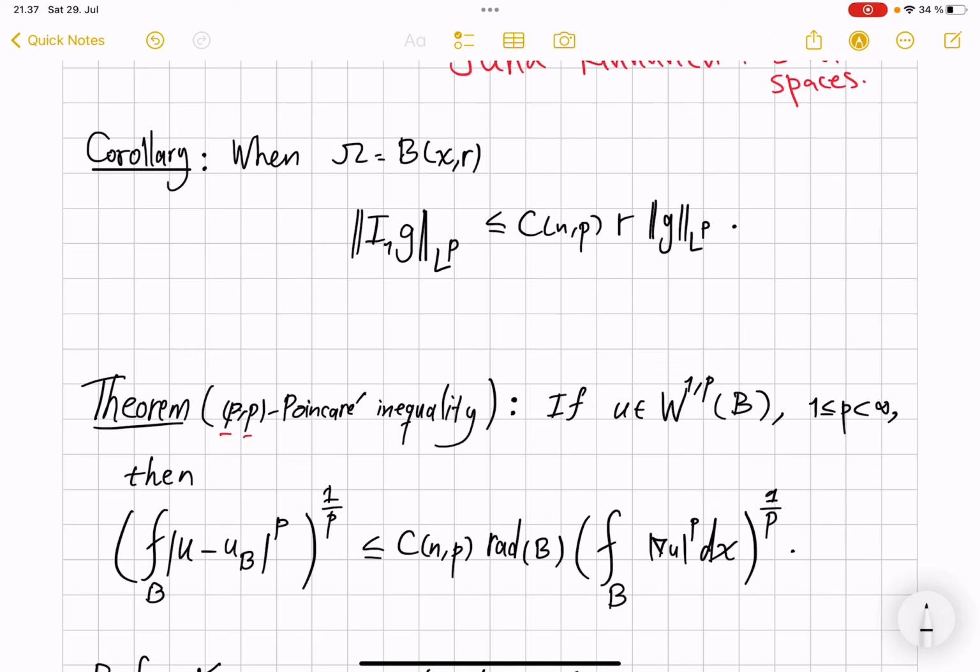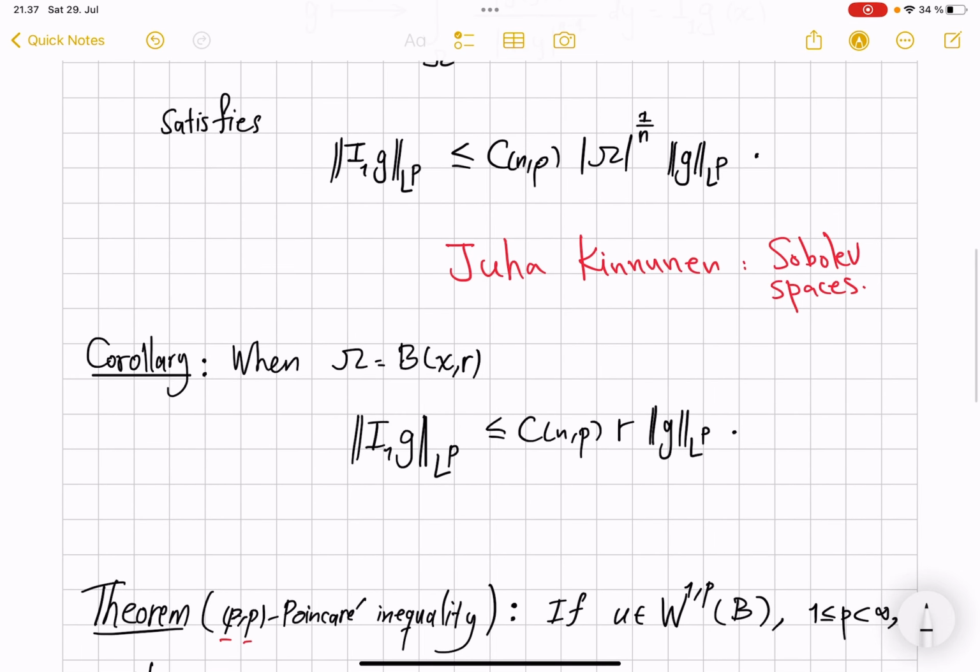So let's see how these two lemmas above give an easy proof of this one. First, notice that when Ω is a ball itself, then the measure to power 1 over n is basically just the radius of the ball, because the volume of a ball is r to power n basically. And that constant difference can be absorbed into this C_{n,p}.